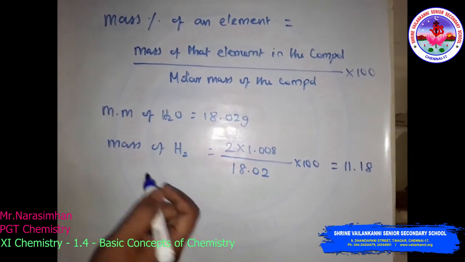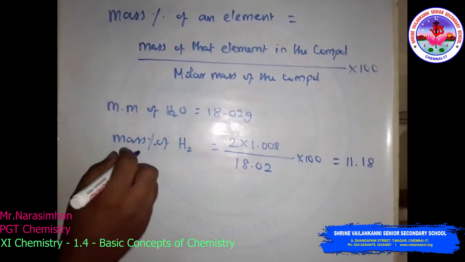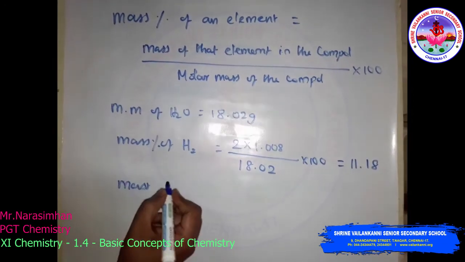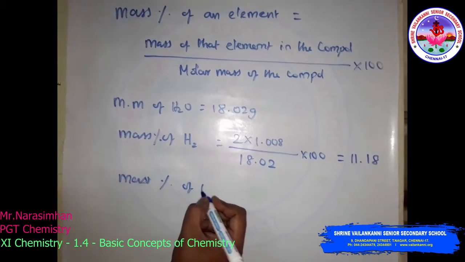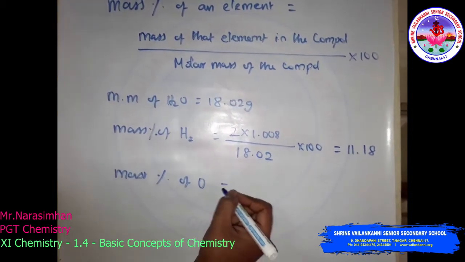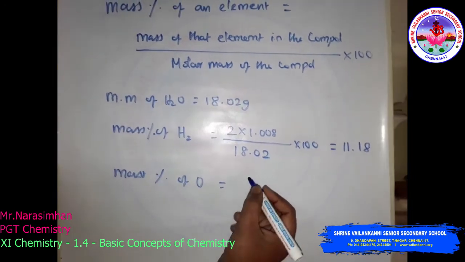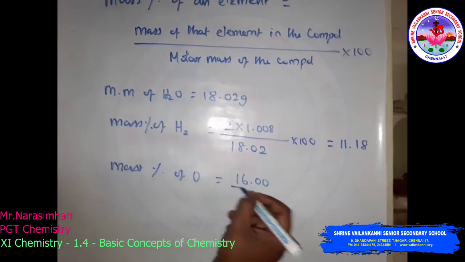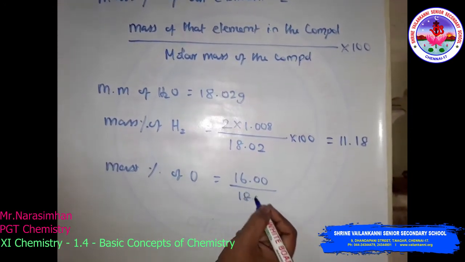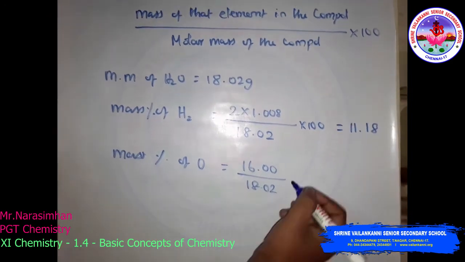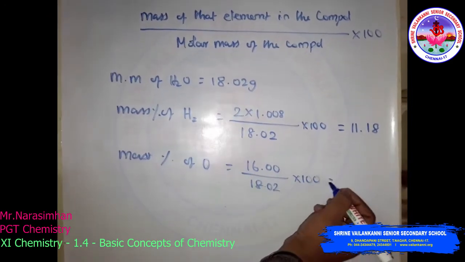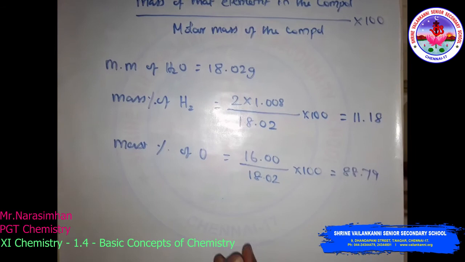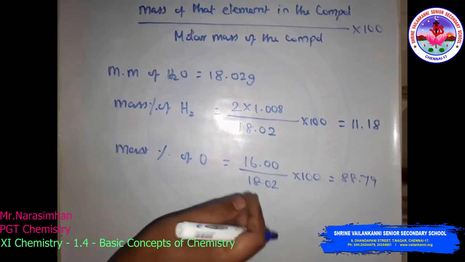Then the mass percentage of oxygen. Here the mass of oxygen is 16.00. The molar mass of water is 18.02, into 100. So you will be getting 88.79.